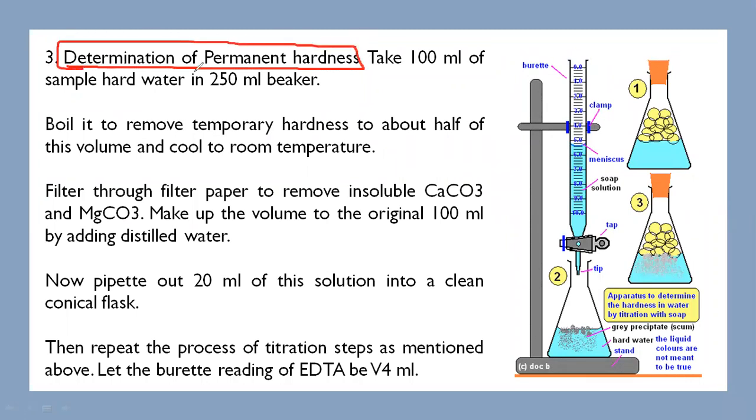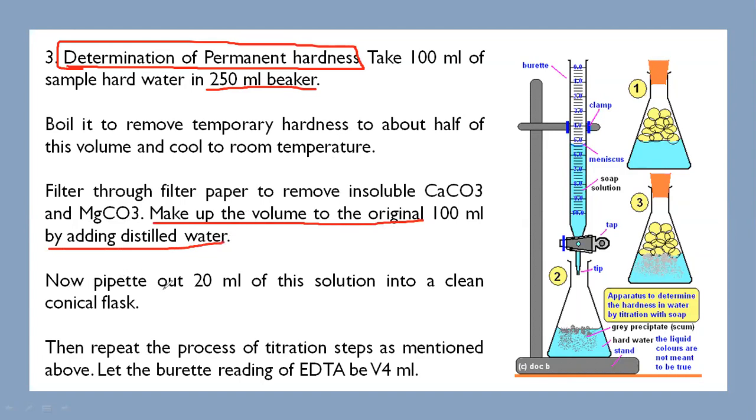In the last step, we take 100 ml of the same sample hard water which was used in the second step in a 200 ml beaker. Boil it to remove temporary hardness to about half of this volume and cool to room temperature. Filter through filter paper to remove insoluble calcium carbonate and magnesium carbonate. Then make up the volume to the original 100 ml by adding distilled water.